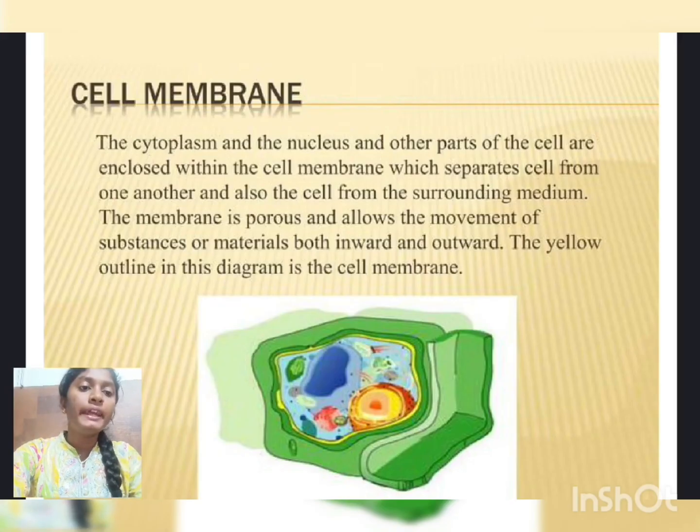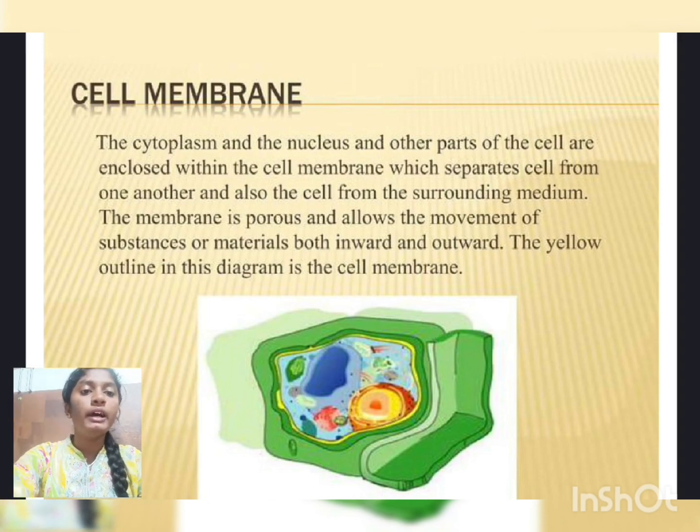Cell membrane includes the cytoplasm, nucleus, and other parts of the cell, and separates the cell from other cells and the surrounding medium. The structure of the cell membrane allows movement of substances or materials both inwards and outwards. The functions of the cell membrane are to act as a barrier maintaining the integrity of the cell, and to regulate the exchange of materials between the cell and its environment. In the diagram, the yellow outline represents the cell membrane.